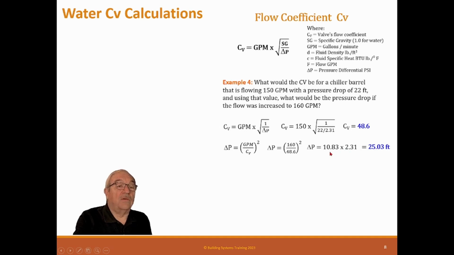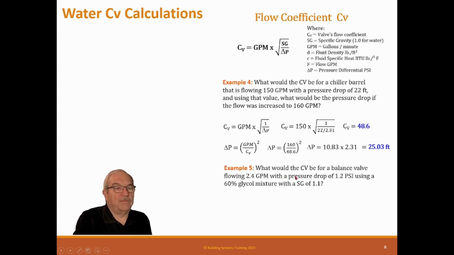Or 10.83 psi. So basically it goes up a little bit because we have more flow. So now you could balance it to that flow and know you got 160 GPM through it, or if you're trying to figure out what the flow is, you could do that. So this formula comes in really handy for that.